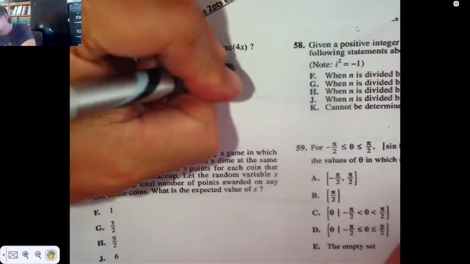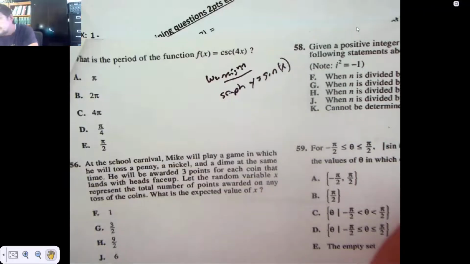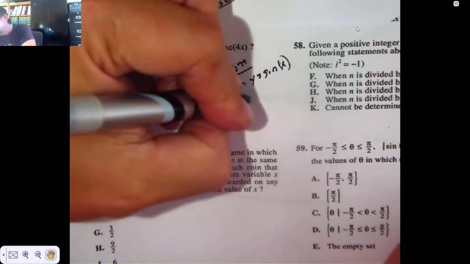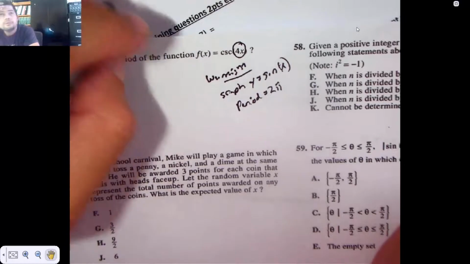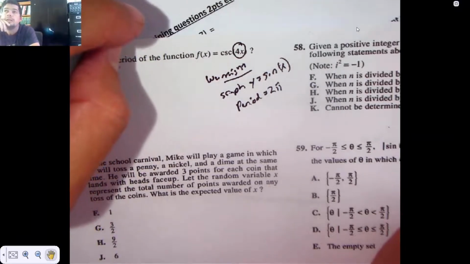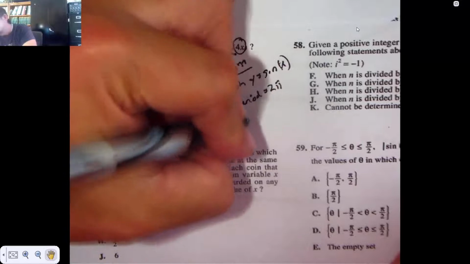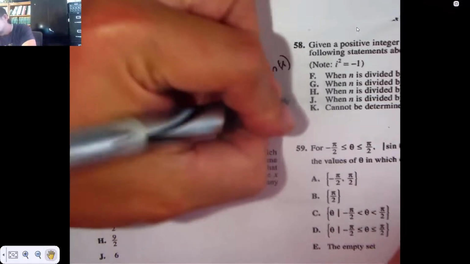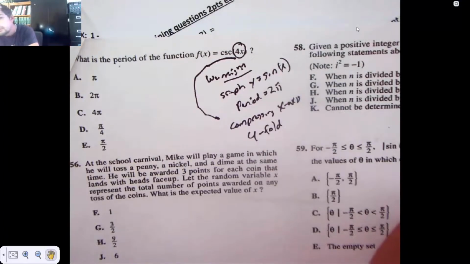We might, and it's a big if, graph y equals sine of x. Sine of x has a period that's equal to 2 pi. This 4 right here is what you call a horizontal compression. It is compressing the x-axis fourfold. Probably have never heard of a horizontal compression.